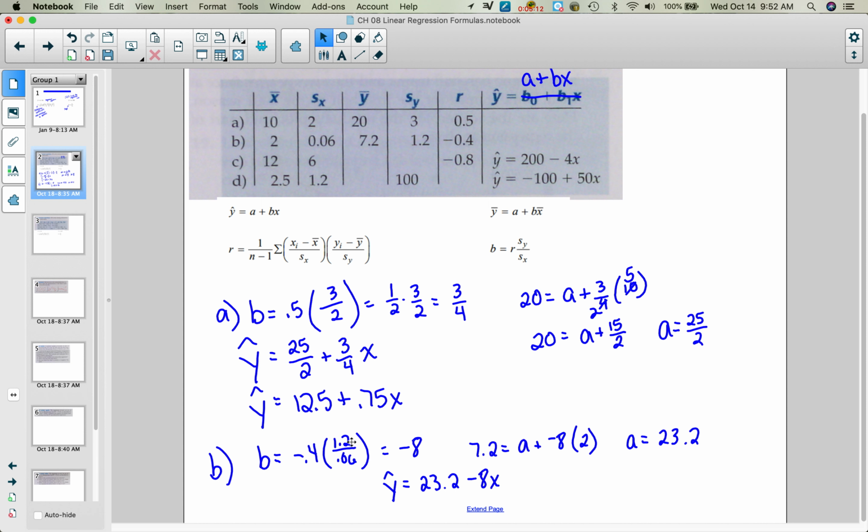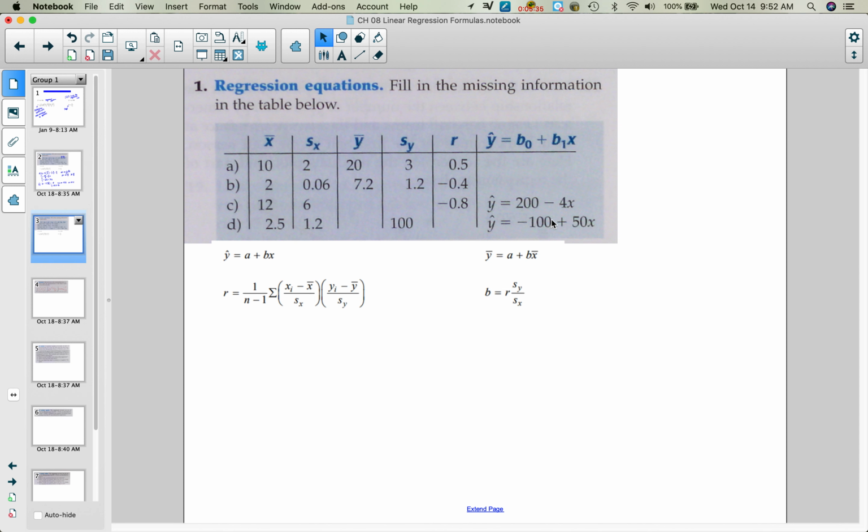Then you're going to take your value of s sub y over s sub x. So I'm just using my formula to find the slope, and I got negative 8. Then I used this formula here and filled in what I knew and solved for a and got 23.2, and then I just built the equation. Now notice in this one we have no context. This is just an exercise on how to use the formulas. All right, so let's take a look at part C.